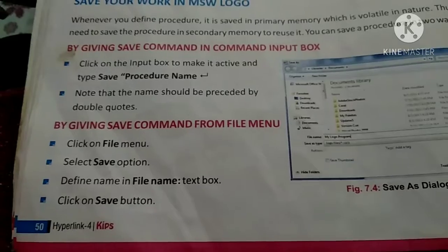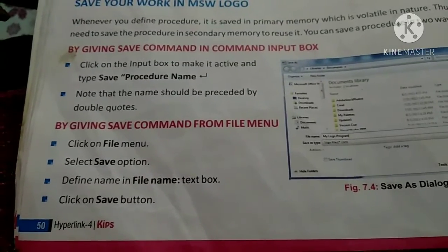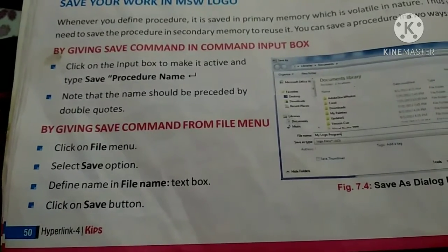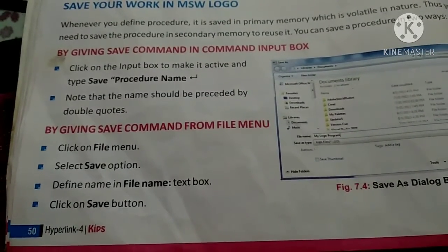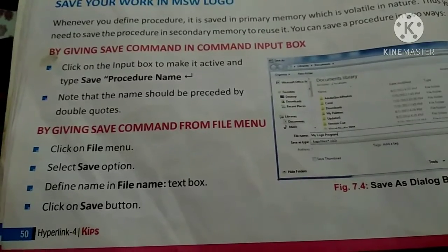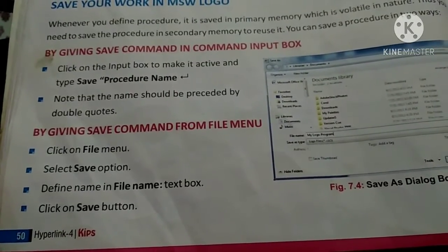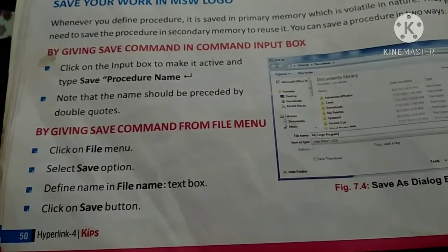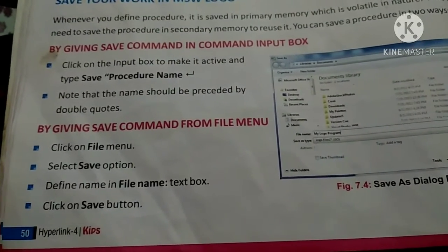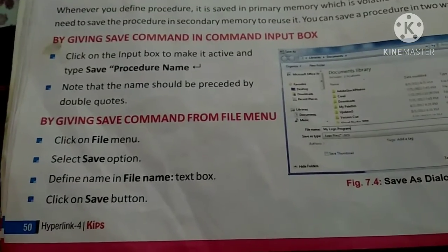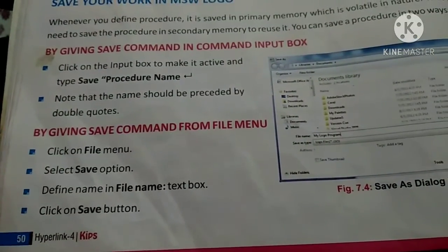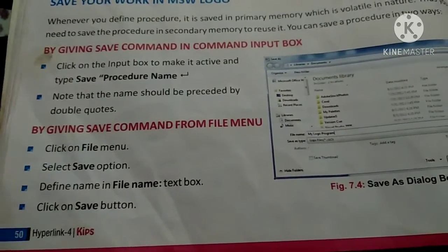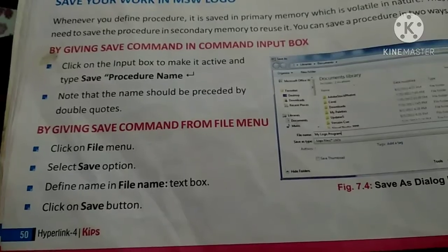Okay, so file menu, it is very easy. Click on the file menu, select the save option, define the name in the file name text box and click on save. As we do in Word, simple. You have to go to the file menu, there will be the save option, you will click on that, you have to write the name of the file, and then you will click on the save button. Okay, so this was how we save the MSW commands or Logo commands.